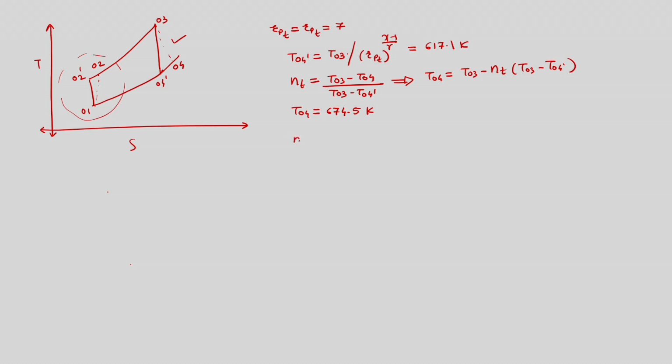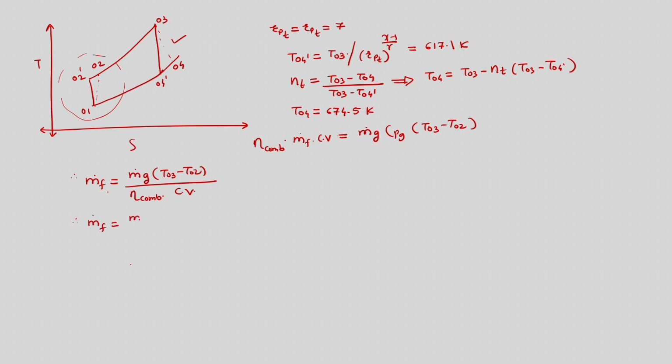So we can calculate mass flow rate of fuel in a new way. Since now we do not have regenerator, we have mass of fuel into calorific value is equal to mass of gas into Cp of gas into T03 minus T02, but again we have to consider this with efficiency of combustion. So mass flow rate of fuel is equal to mass of gas into T03 minus T02 divided by efficiency of combustion into calorific value. For sake of convenience, we will take it as mass flow rate of air into T03 minus T02 divided by efficiency of combustion into calorific value. We have to multiply with Cp of gas.